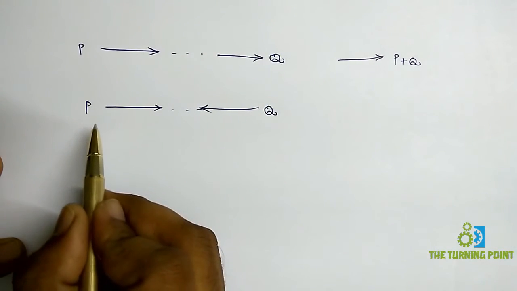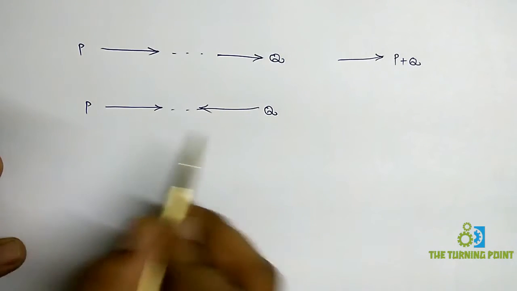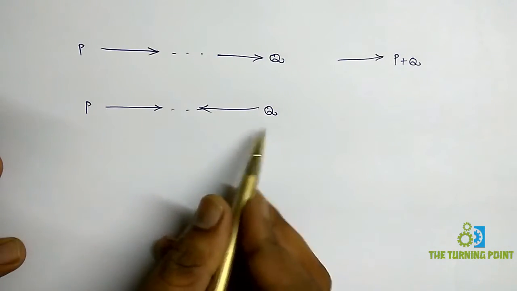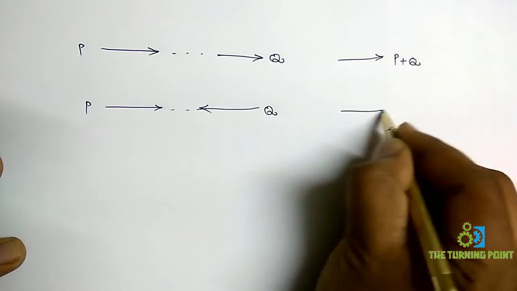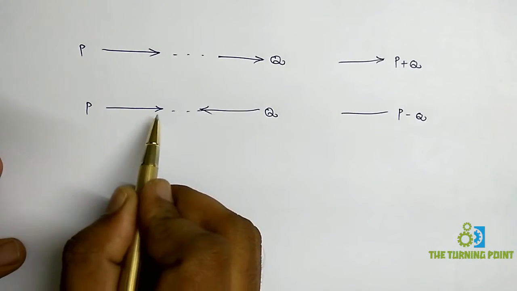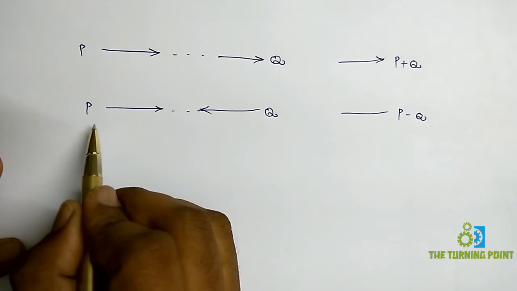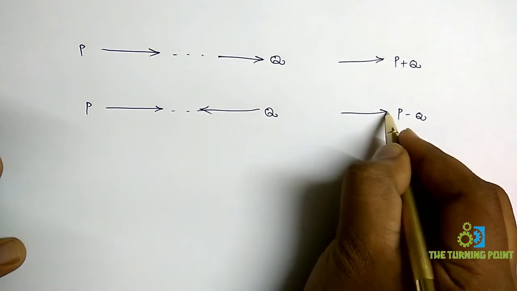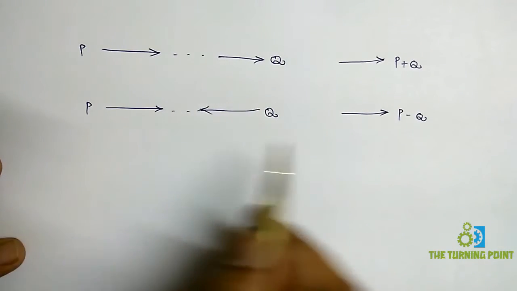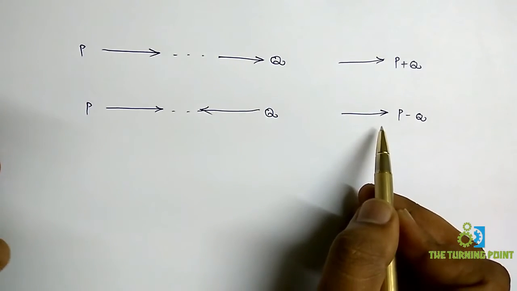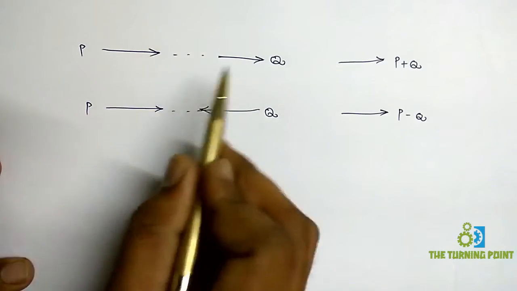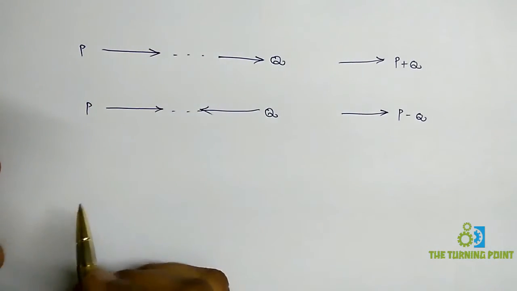Suppose P is the larger force here. When I consider the resultant, I have to perform vector addition. As P is in this direction and Q is in this direction, I need to consider P minus Q. And the direction of the resultant will be in the direction of the larger force. Here I am considering P as the larger force, so the direction of the resultant is like this. As the larger force is in this direction, the resultant will also be in this direction. So when two forces are collinear, that means they have the same line of action, it is quite easy to calculate the resultant.